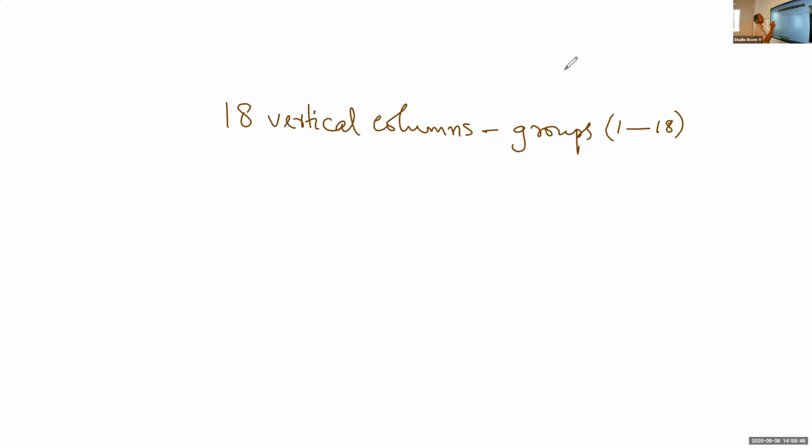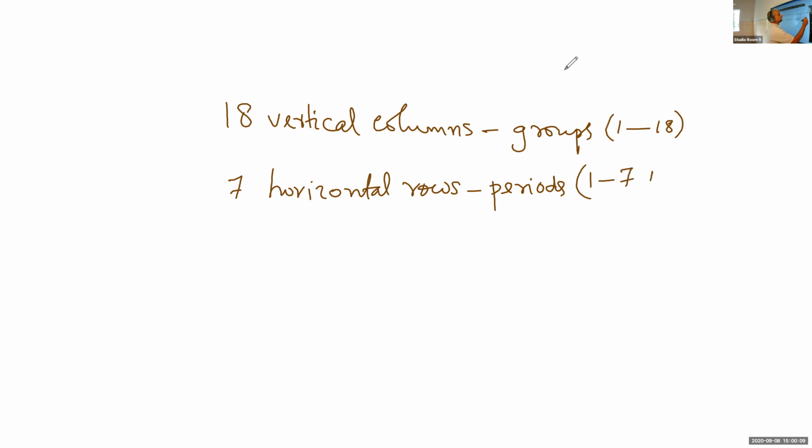And what about the horizontal arrangement? There are 7 horizontal rows, and the rows are known as periods. Horizontally, there are 7 periods: period 1, 2, 3, 4, 5, 6, 7. So there are 18 vertical columns known as 18 groups, and 7 horizontal rows known as the 7 periods.